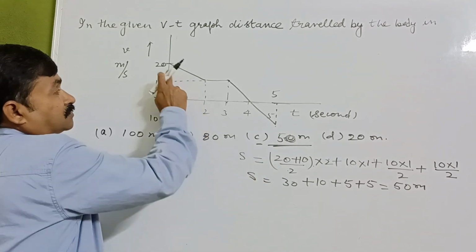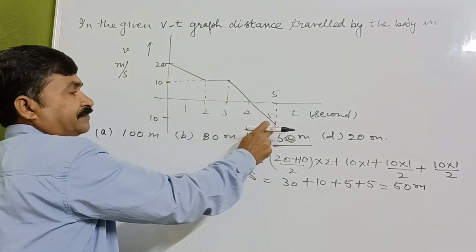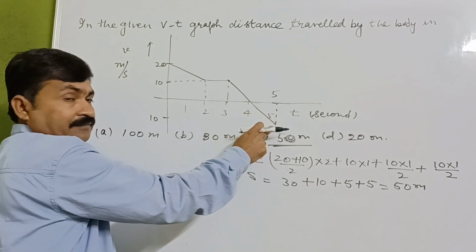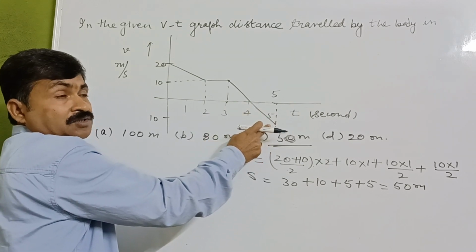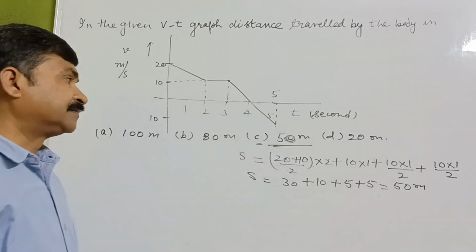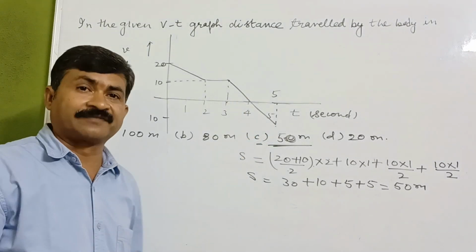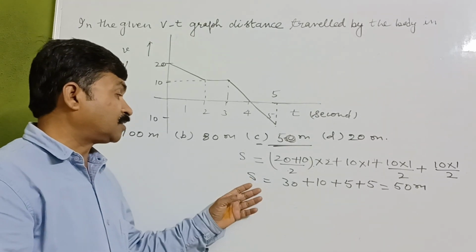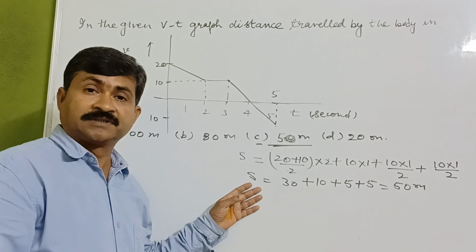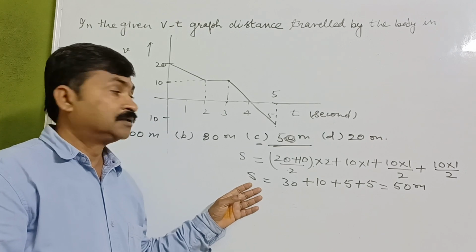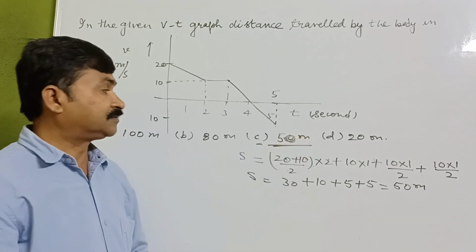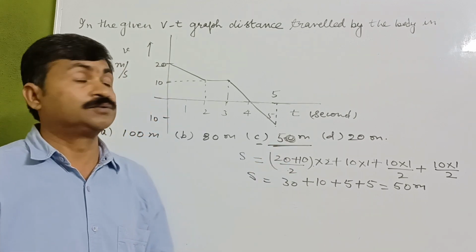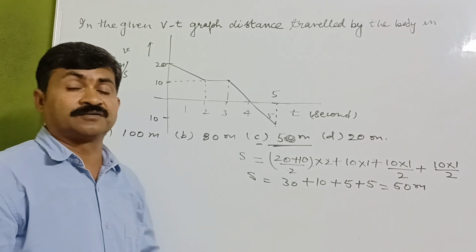While going through this graph, we find that the velocity goes in the negative direction. So if we were to find the displacement, we would have a different value. But the question has been asked about distance. So the final answer which we have is 50 meter. This way we can do the question which is based on the velocity time graph.